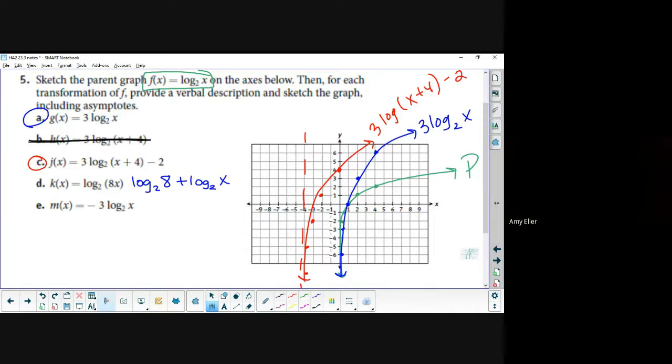So you have 2 different graphs. This one bit is a numerical value. There are no variables here. 2 to what power gets you 8? 3. This is 3. That 8 moved it up 3. Perfect.